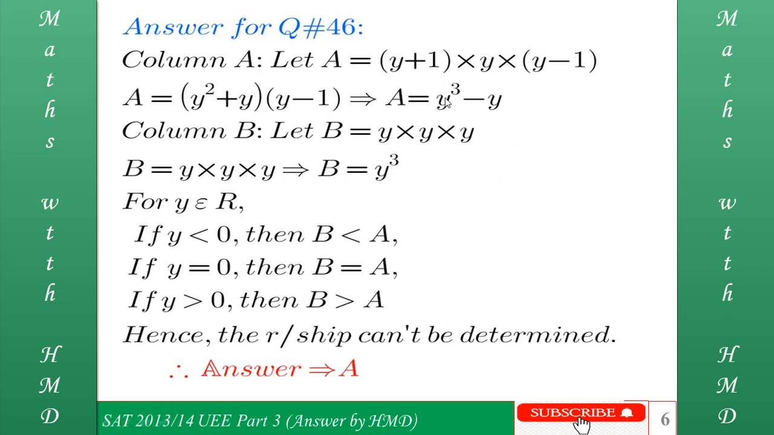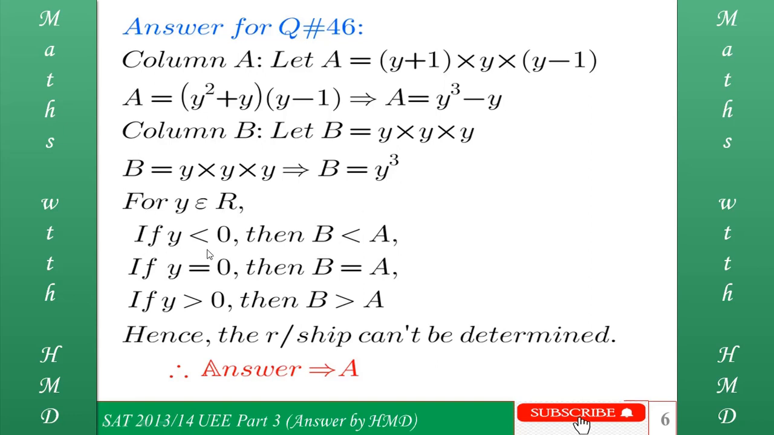What do you think is the value of A here? Substitute -1 here. -1 cubed is -1. -1 minus -1 is -1 plus 1, which is going to be 0. But the value of B is going to be -1 cubed, which is -1. So -1 is less than 0.